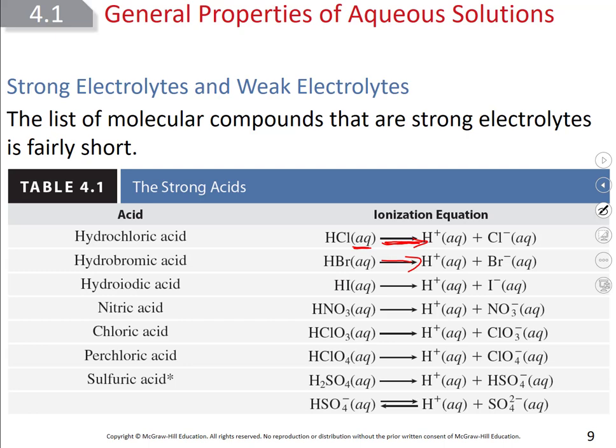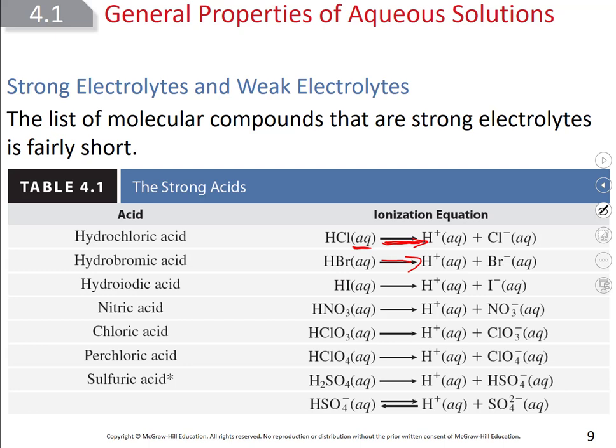So notice on this table, table 4.1, which is on your page 131, there are 7 strong acids listed: hydrochloric, hydrobromic, hydroiodic, nitric, chloric, perchloric, and sulfuric. Any other acid, therefore, will be a weak acid. So if you're not one of the 7 strong, you're automatically a weak acid. That's how you tell if it's a weak acid or a strong acid, by referring to this table or memorizing the 7 strong ones. Anything else would be a weak acid.